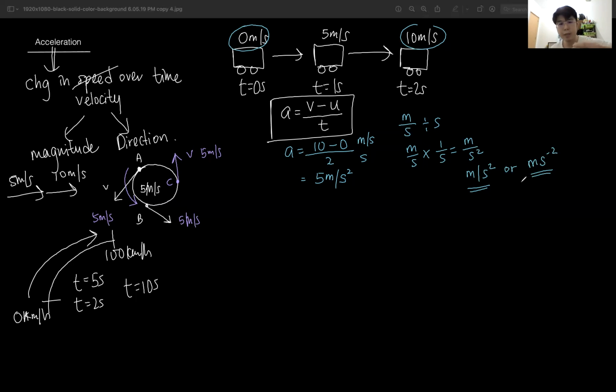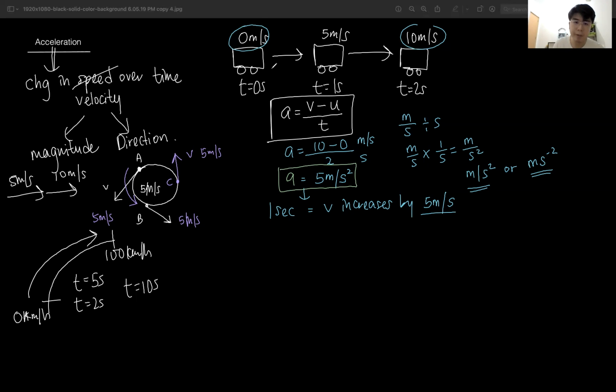So acceleration's unit is different from speed's, one is second, one is second square. So if I say it has acceleration 5 m/s squared, what does that mean? Every second its velocity increases by 5 meters per second. Not second square, this is velocity. So every second velocity increases by 5 meters per second. That is the meaning of acceleration 5 meters per second squared.